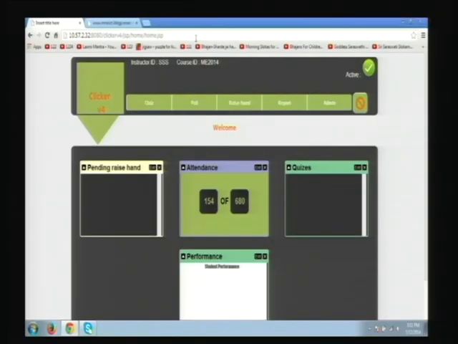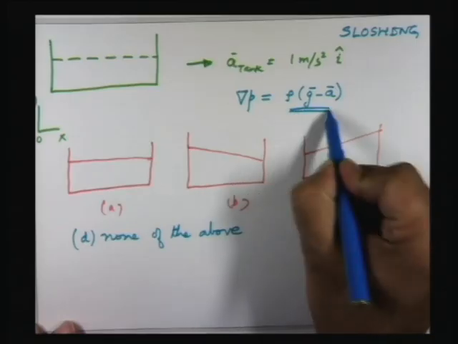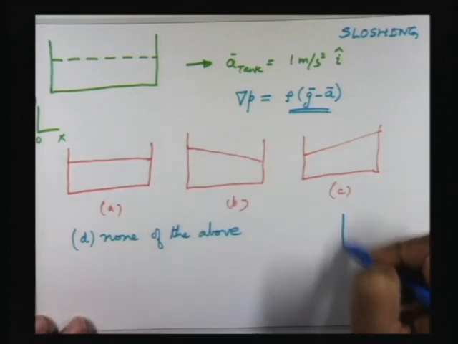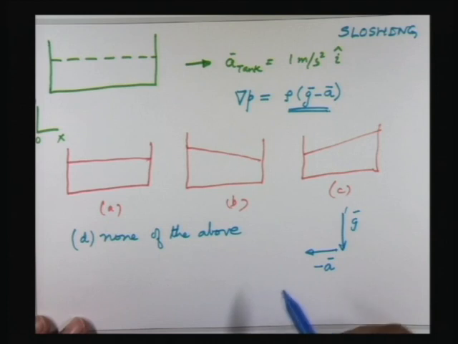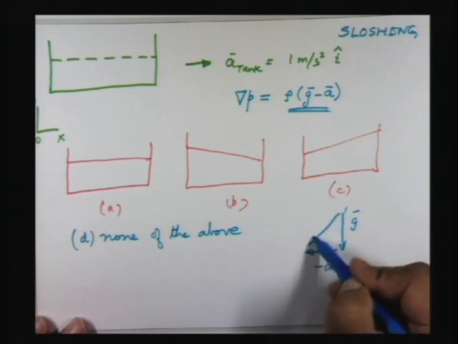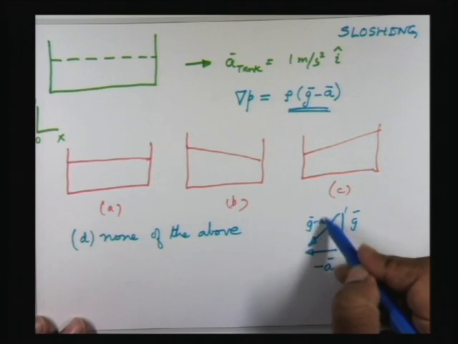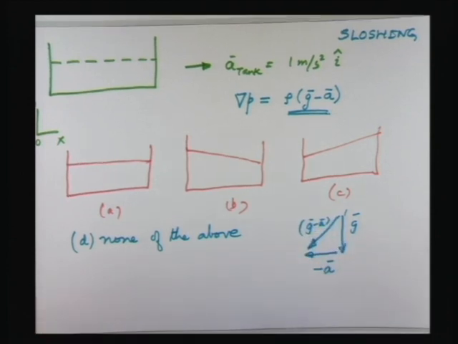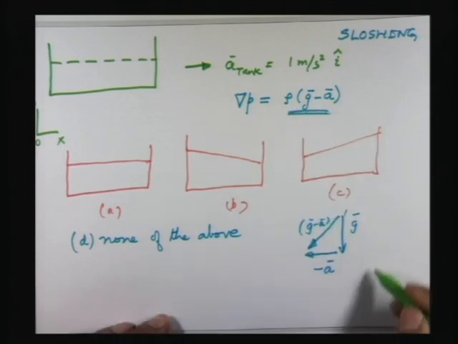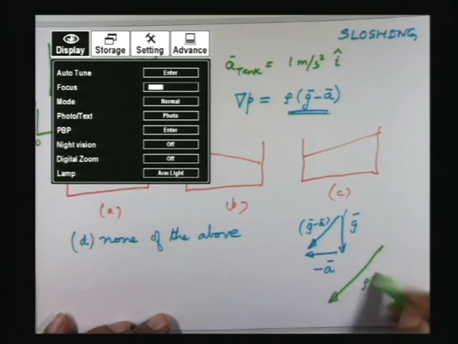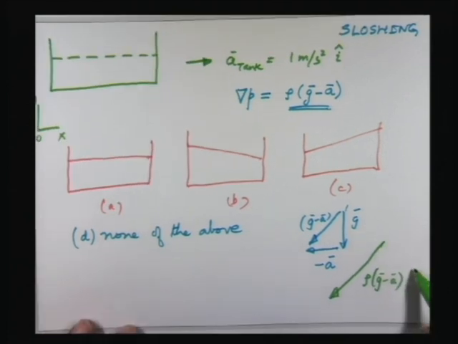All right, now see, this right hand side is a vector. G is downwards and A is to the right, so minus A is this way. So if you add G and minus A vectorially using the triangle law, you have a vector which is like this. So this is the G minus A. Now rho is a scalar, so if you multiply G minus A by rho, it is going to be another vector in this direction. And this is going to be equal to grad P.